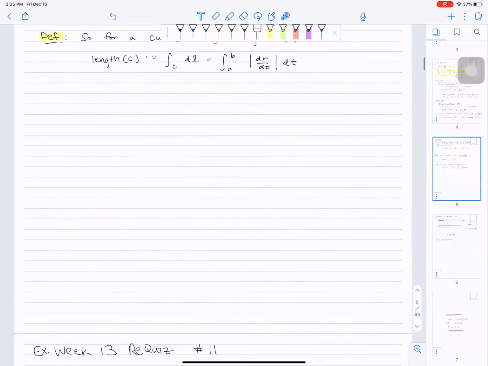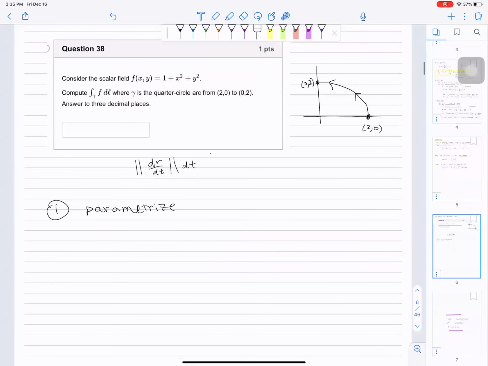To parameterize this, what is the normal parameterization we use for a circle? For a circle, we usually say it's cosine theta, sine theta. But since that's for a unit circle, and our circle has a radius of 2, we want to multiply by 2.